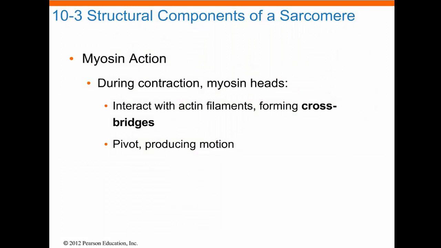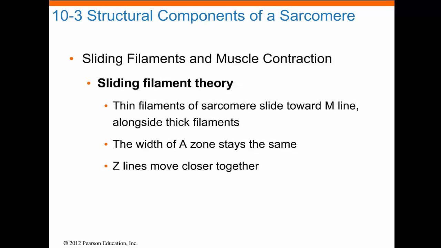So myosin action. During contraction, the myosin heads interact with the actin filaments, forming cross bridges, and this produces movement. The sliding filaments and muscle contraction. So this is based on the theory that the thin filaments of the sarcomere slide towards the M line across the thick filaments. The width of the A zone stays the same. It is the Z lines that move closer together.